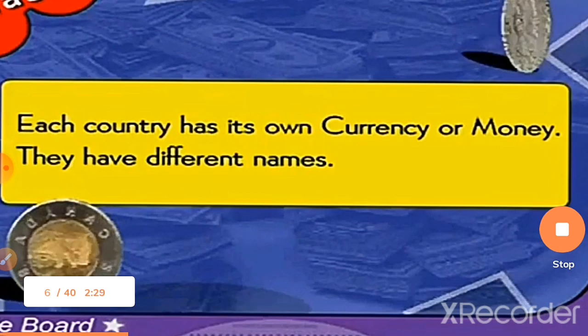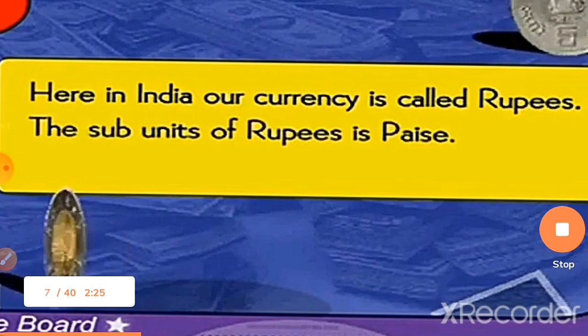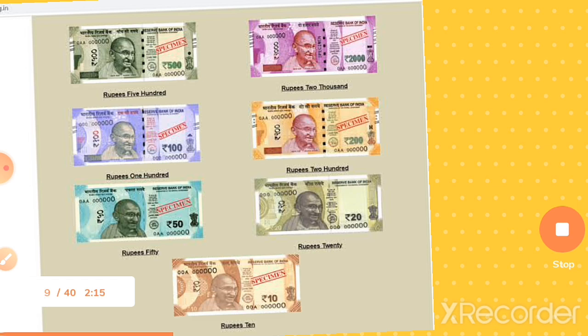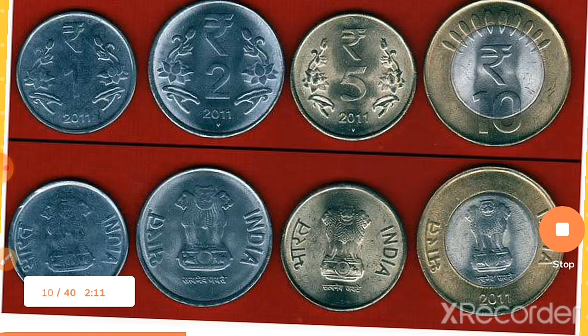Each country has its own currency or money. They have different names. Here in India, our currency is called rupees. The sub-unit of rupees is paise. These are the Indian currencies, and these are the Indian coins that we use at present.